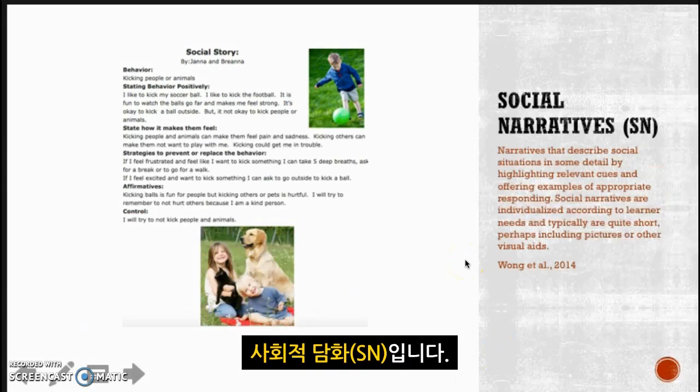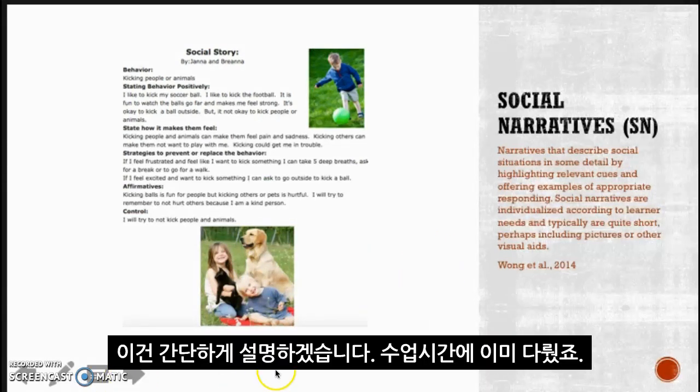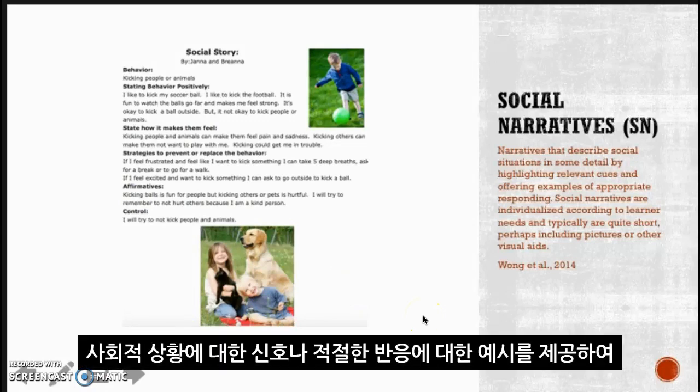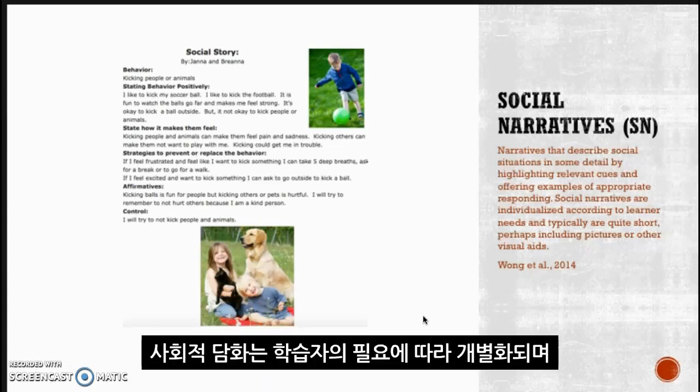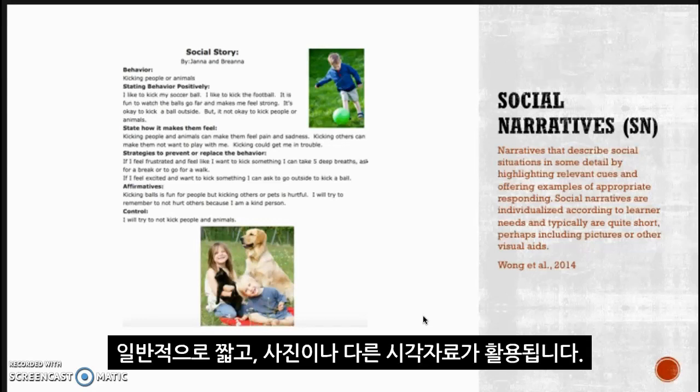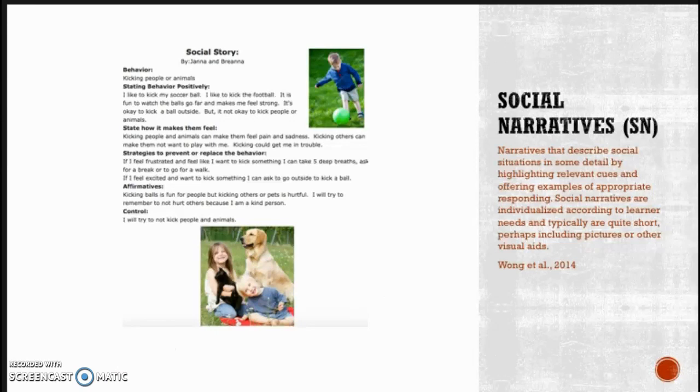Social narratives, I won't spend a lot of time on this one. We did this in class. Narratives that describe social situations in some detail by highlighting relevant cues and offering examples of appropriate responding. Social narratives are individualized according to learner needs and typically are quite short, perhaps including pictures or other visual aids.